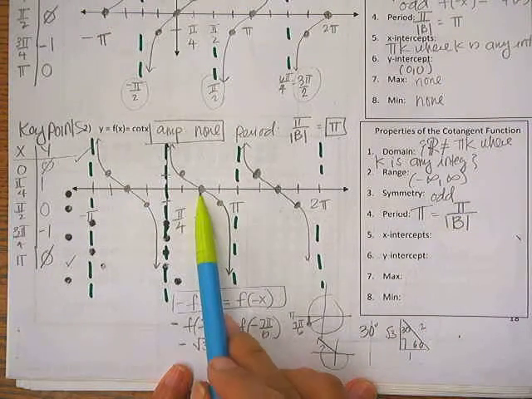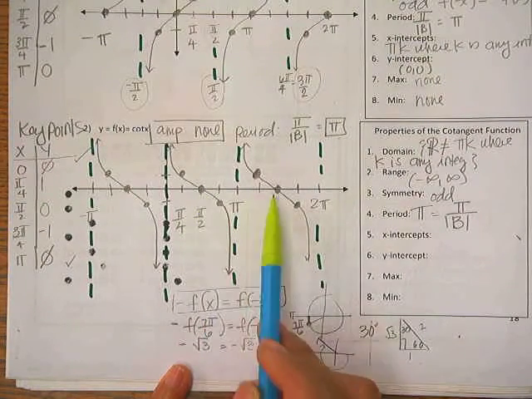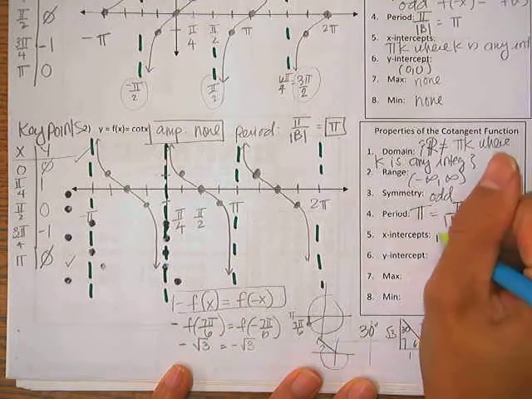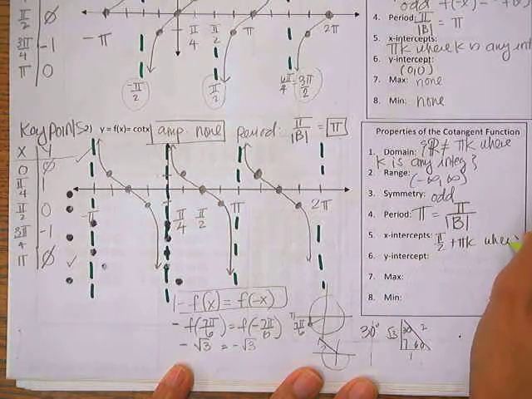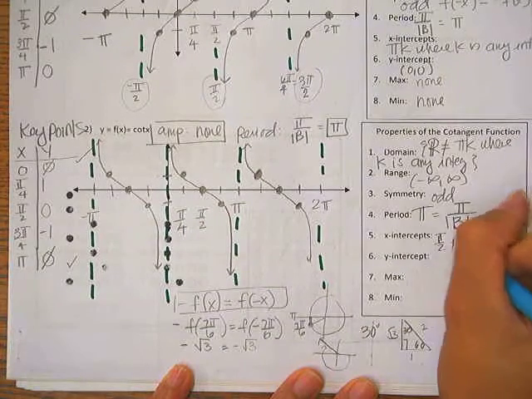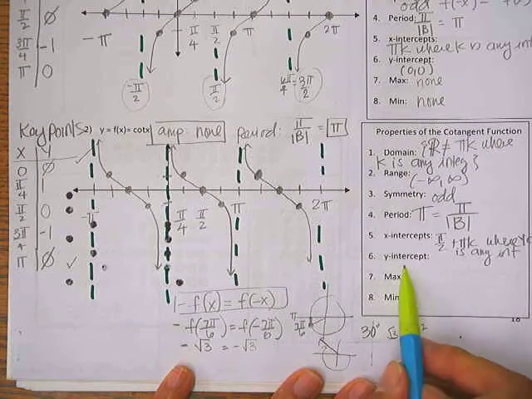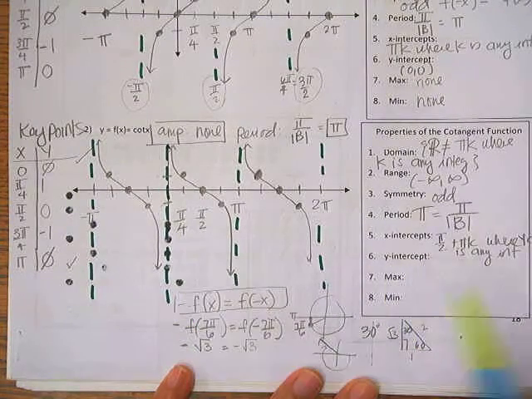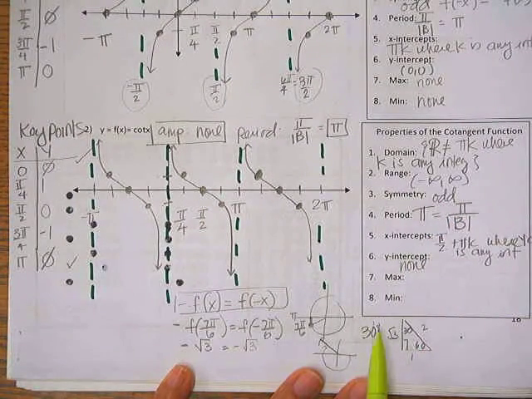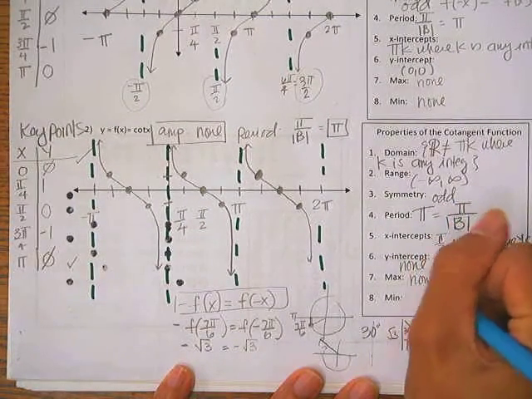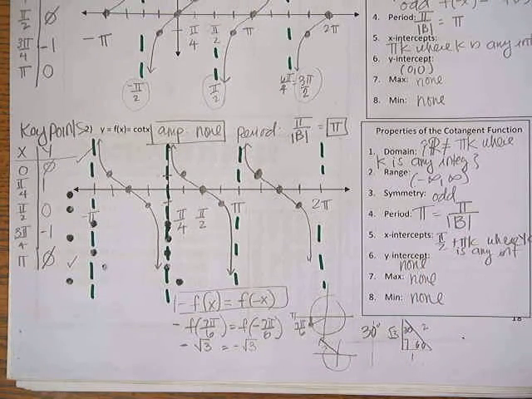X-intercept looks like 1 is at pi over 2, and then it's pi interval away, so it's going to be pi over 2 plus pi. So pi over 2 plus pi k, where k is any integer. Y-intercept, we don't have any y-intercept at all, so we're going to say none. Okay, and maximum and minimum will also be none. Okay. So how does that look?